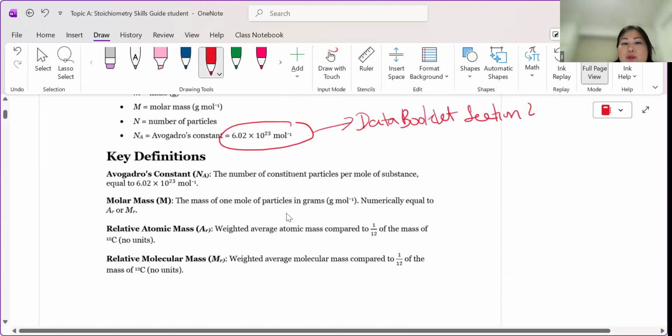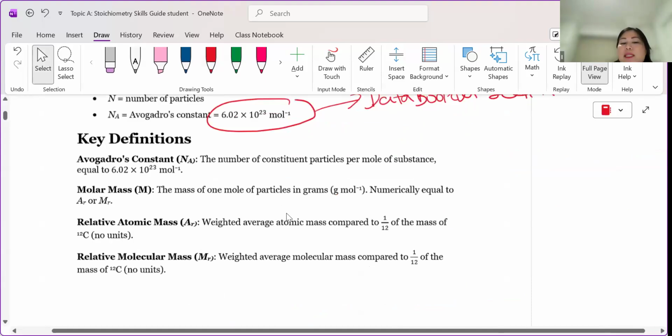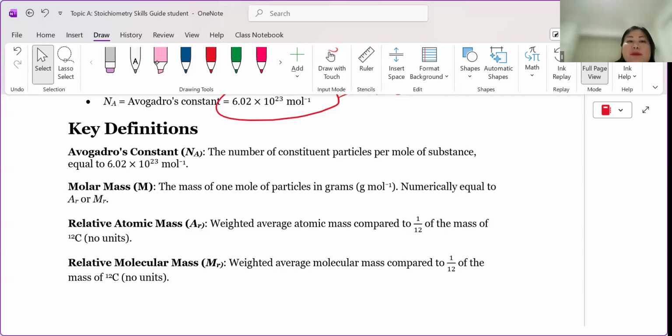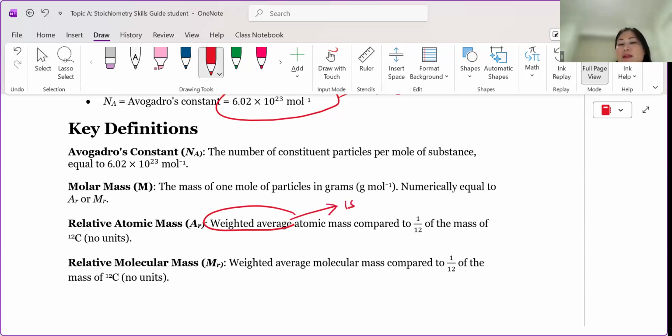Over here, we also have a new definition for relative atomic mass and relative molecular mass. In the past, we only looked at the atomic mass compared to 1/12 of the mass of carbon-12, but now we have to include the weighted average of all the isotopes. So relative atomic mass is the weighted average of all the isotopes' atomic mass compared to 1/12 of carbon-12. Weighted average means that you consider the isotopes present and the proportion that they are found. Okay, so isotopes and their abundance.